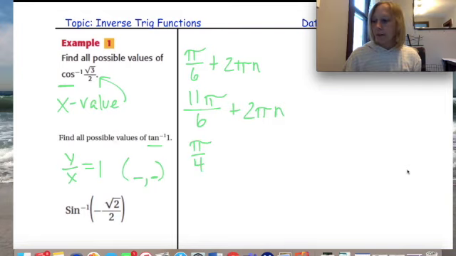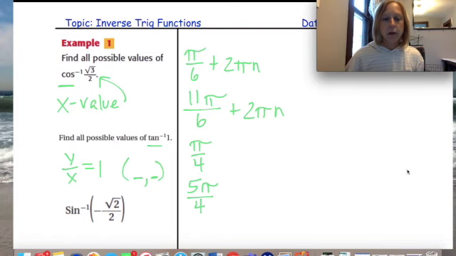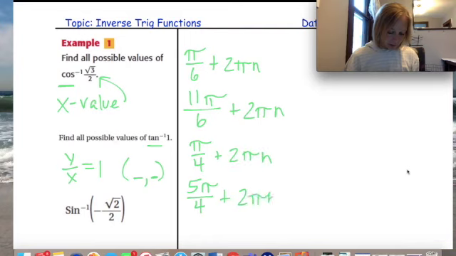And then again at 5 pi over 4. At 5 pi over 4, we see negative square root of 2 over 2, negative square root of 2 over 2. So remember, a negative divided by a negative is a positive. That's why that one works. And then we write our plus 2 pi n at the end.